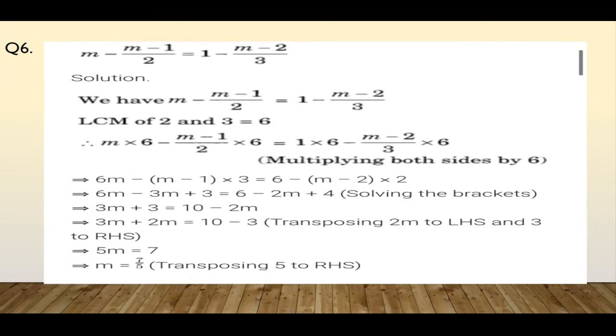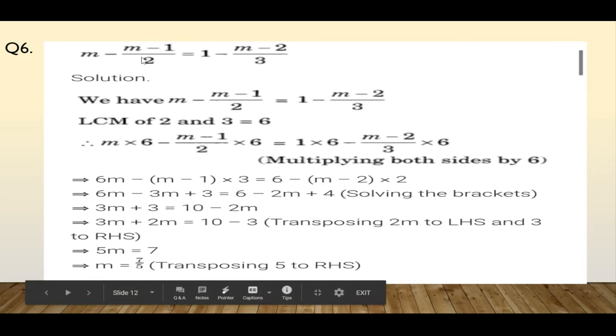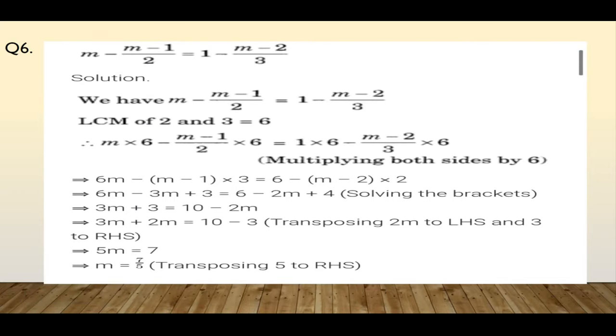Now, in this question also, what you can do is either take the LCM on LHS and RHS separately, and then after cross multiplying, you can solve, or you can easily form this as a simple linear equation. How? What is the LCM of 2 and 3? It's 6, right? So you'll multiply 6 with each term. m will be multiplied with 6. Similarly, (m minus 1) upon 2 will also be multiplied with 6. Similarly here, 1 will be multiplied with 6, and similarly this term.